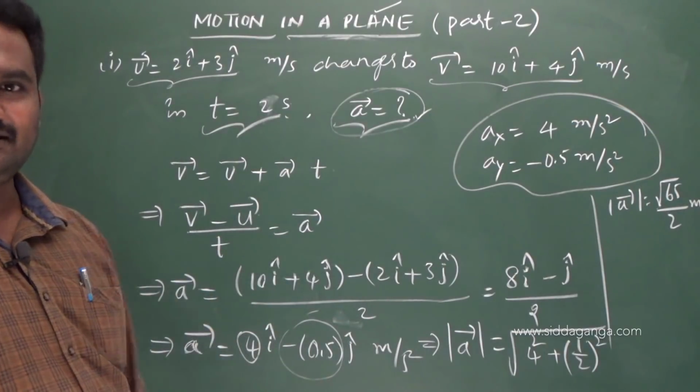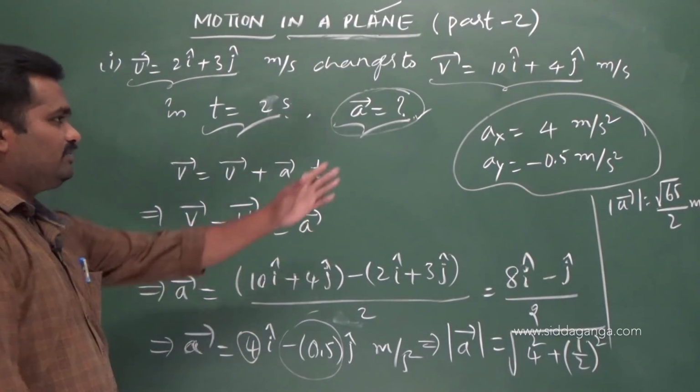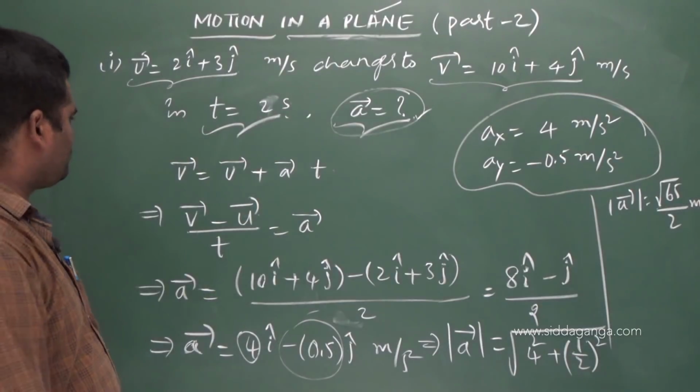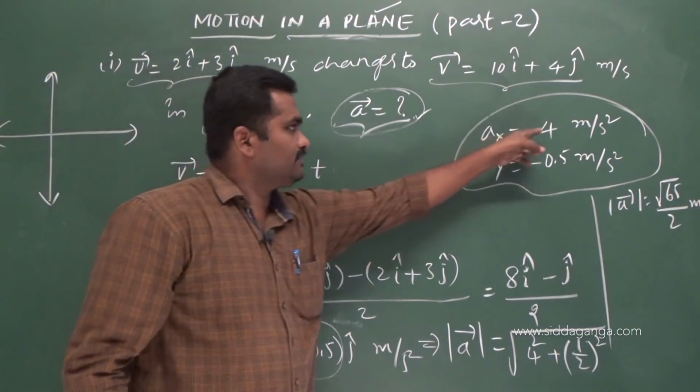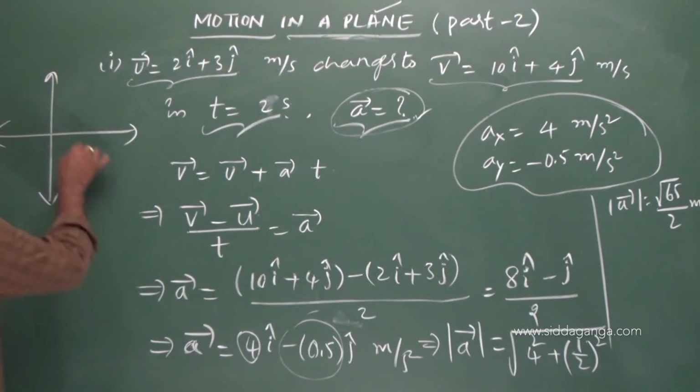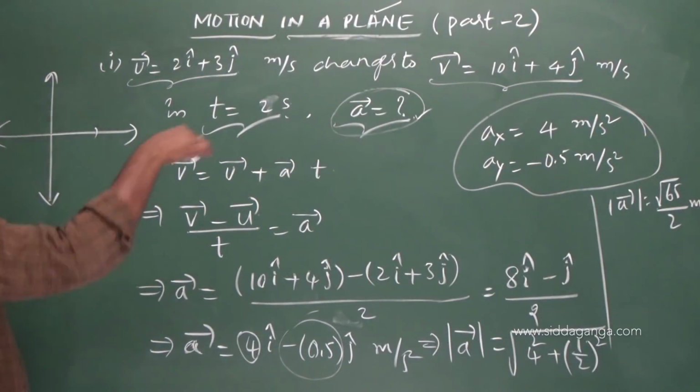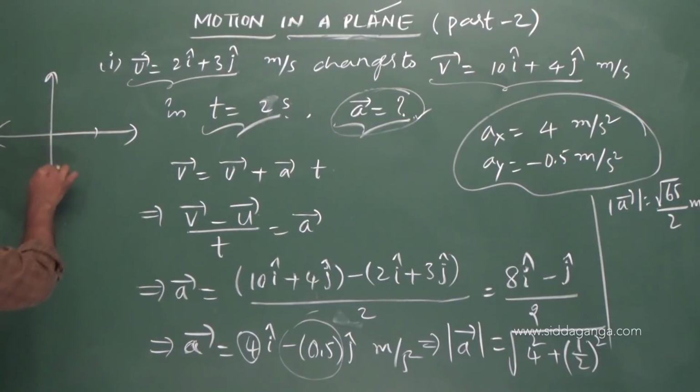If they ask for the direction here, can you tell me how this acceleration vector looks in an xy coordinate system? See, ax is along the positive x direction, and ay is in the negative, downward direction. So that is the acceleration a bar, like this you have to mention.